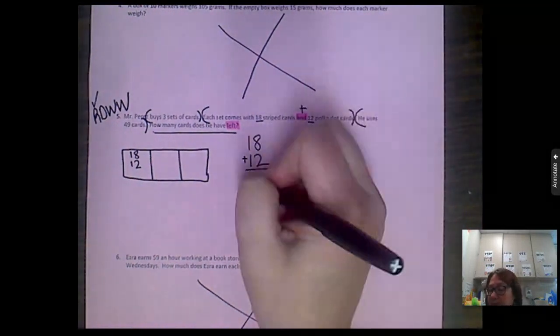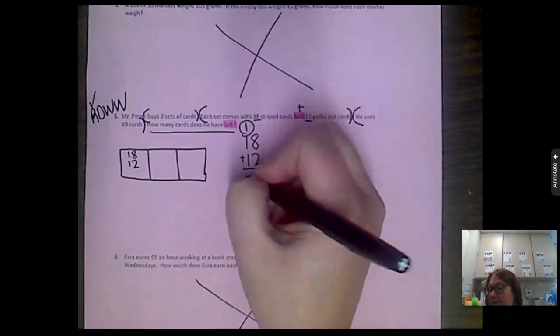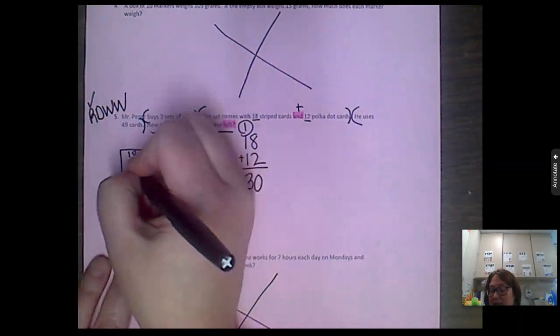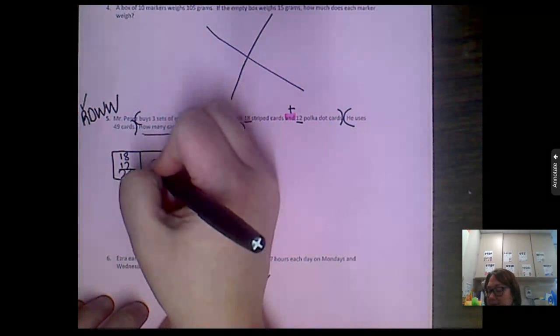Okay, 8 plus 2 is 10. That makes a 10, so 0, carry the 1. 1, 2, 3. So that equals 30. So that means when I added these 2, that equals 30. So what's going to go in each of these groups here? 30.